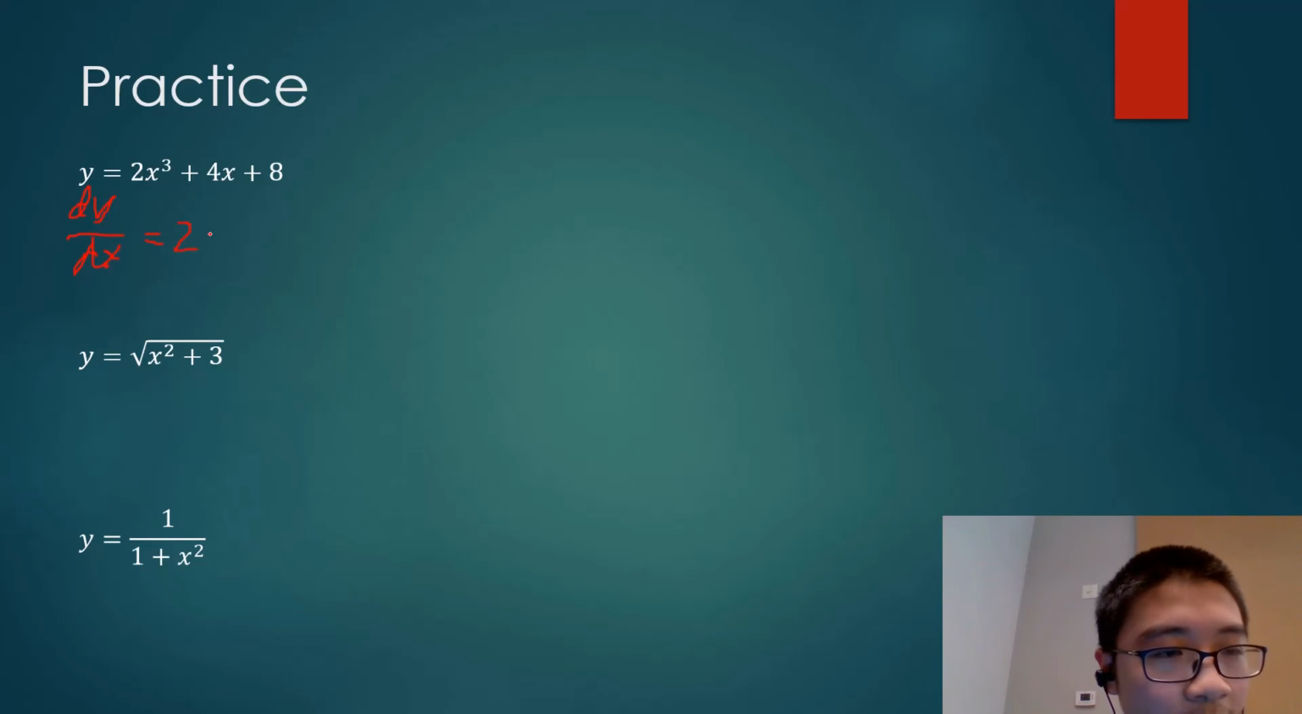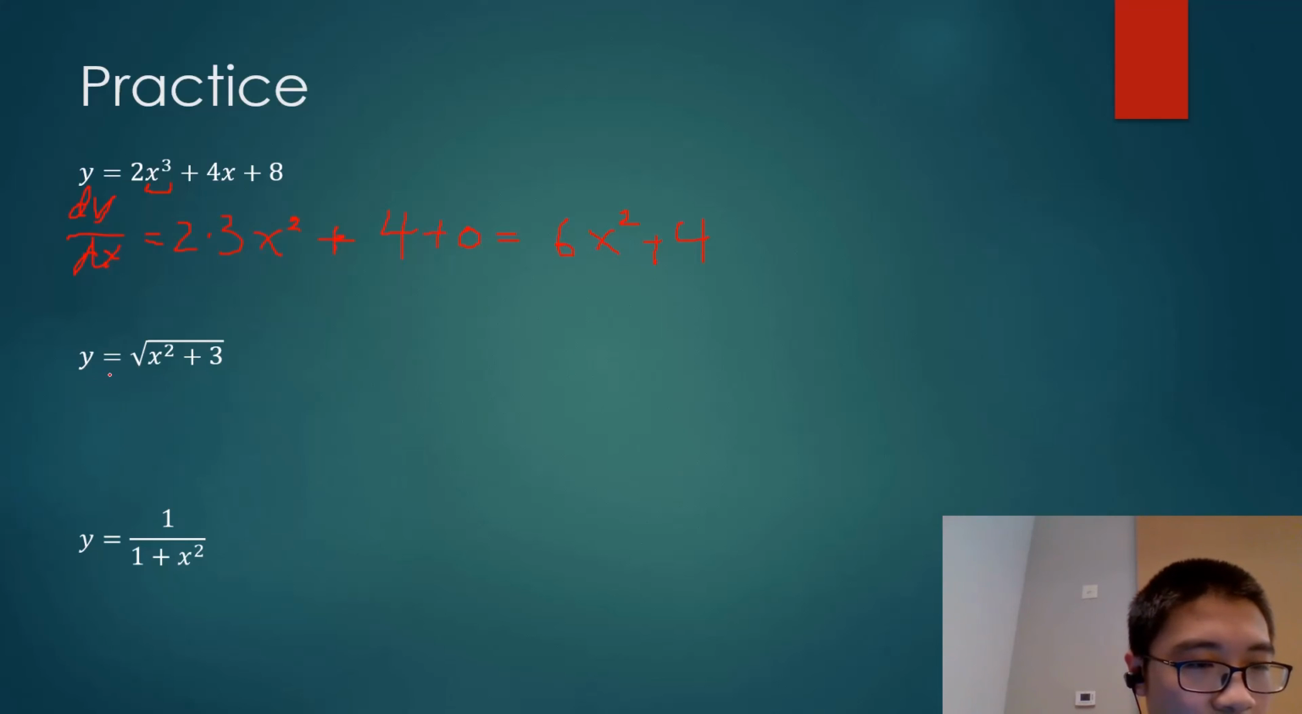That's the derivative of 2 times the derivative of x cubed, which is equal to 3x, 3 minus 1 is 2, so it's 3x squared, 2 times 3x squared, plus 4x is linear, so it's just 4. We take the slope of this function. And 8 is a constant, it doesn't change, so the derivative of 8 is just 0. So the derivative of y with respect to x of this function is equal to 6x squared plus 4.